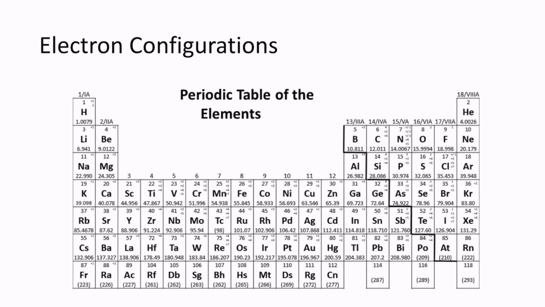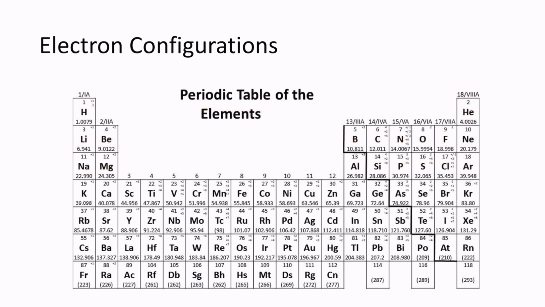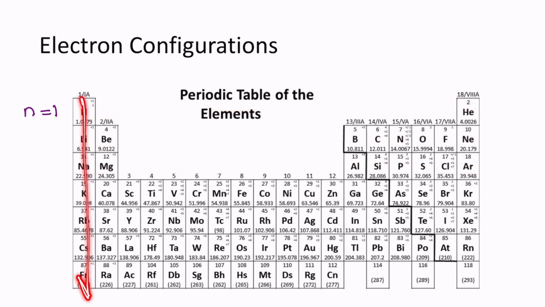When you're looking at the periodic table, going across the table, you can find your energy levels. Up here at the top, we're going to have n equals 1. This is the first period. Remember, going across the periodic table, these are periods. Going down the periodic table, we have our groups. So we have the n equals 1, n equals 2, and n equals 3 energy levels.